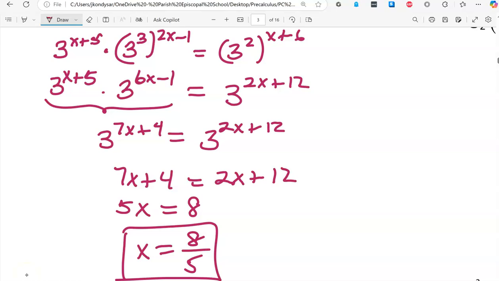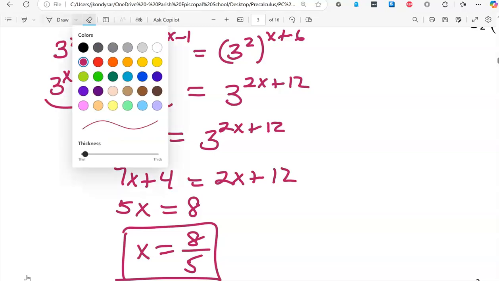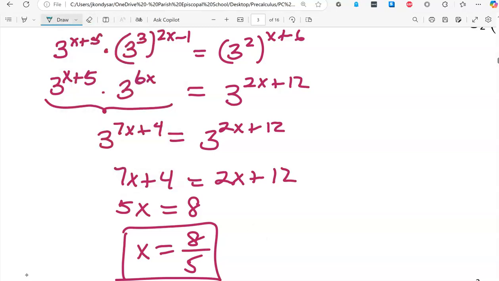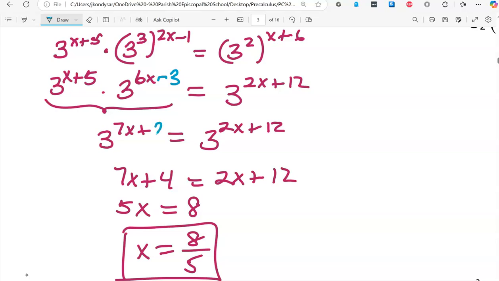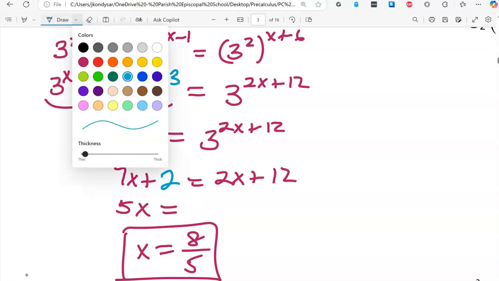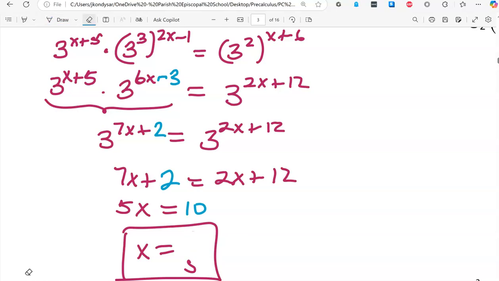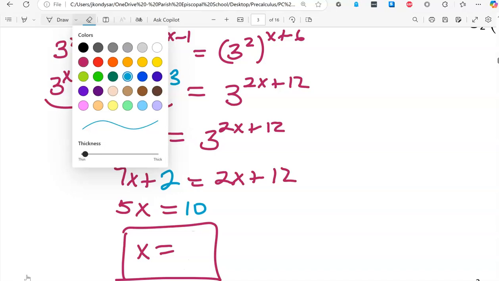And of course, now looking back at my solution, it wouldn't be right if I didn't make a few mistakes. I'm going to go back and correct. When we raised a power to a power here, 3 times 2x minus 1 is 6x minus 3. That means that when we add the next exponents, that's going to give us a plus 2. And so we're going to change that to plus 2. And so now when we subtract 2 from both sides, we're going to get 5x is equal to 10. And that's going to give us a solution of x equals 2.